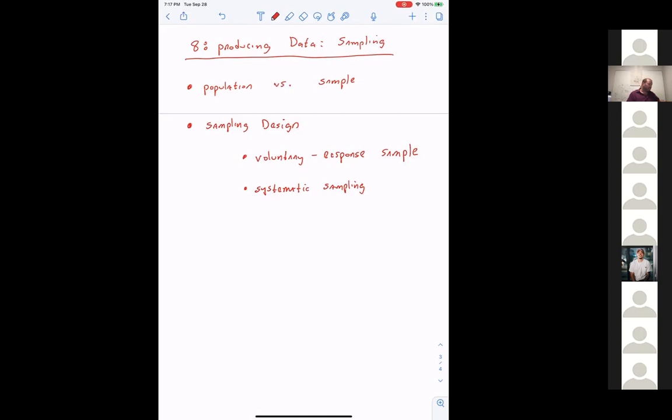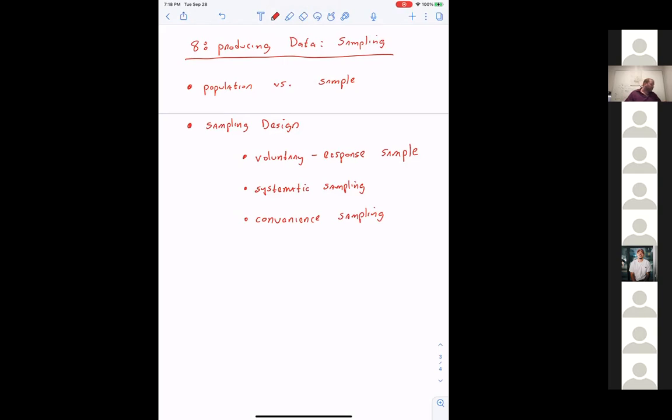Yes, no, maybe so? All right. Okay, a convenience sample, or convenience sampling. It's convenient, right? You do something that's convenient.